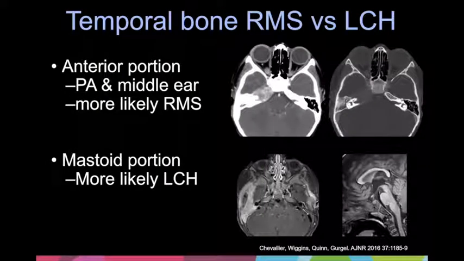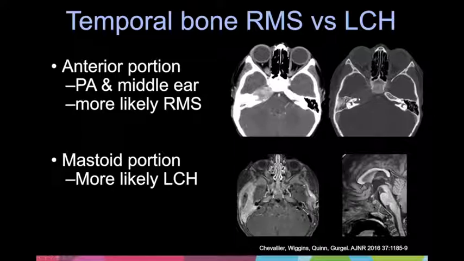Another location for rhabdomyosarcoma in the head and neck is the temporal bone. When occurring in the temporal bone, a key differential diagnosis is Langerhans cell histiocytosis, both of which cause enhancing masses and bone destruction. In general, rhabdomyosarcoma likes the anterior portion of the temporal bone, i.e. the petrous apex and middle ear cavity. Here we see an enhancing mass destroying the petrous apex in a patient with rhabdomyosarcoma.